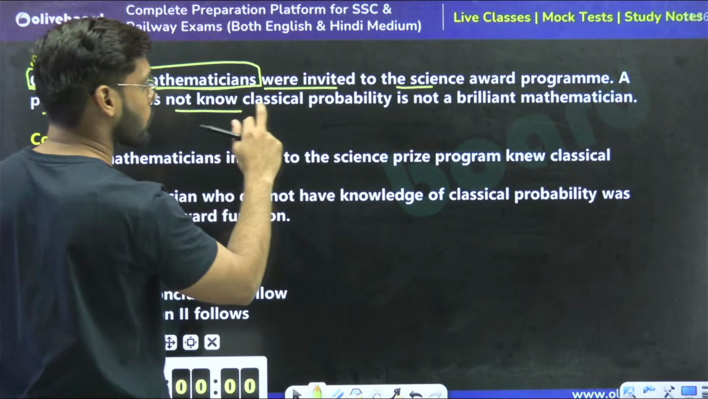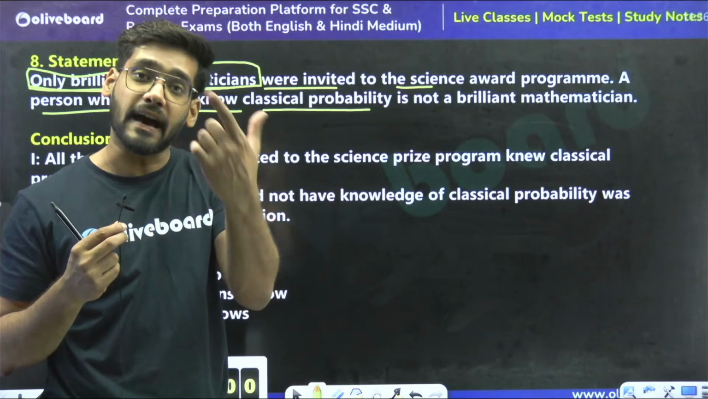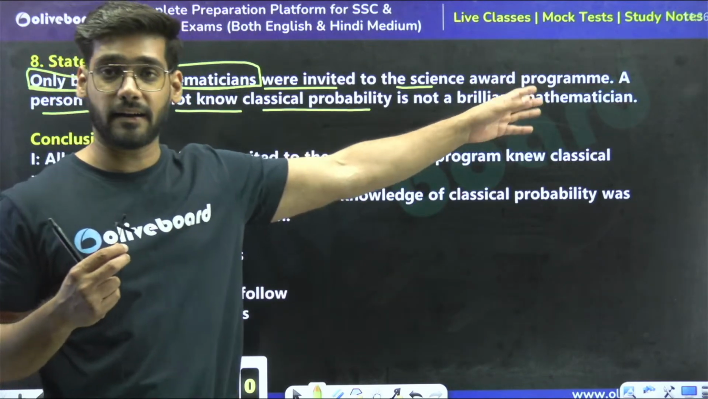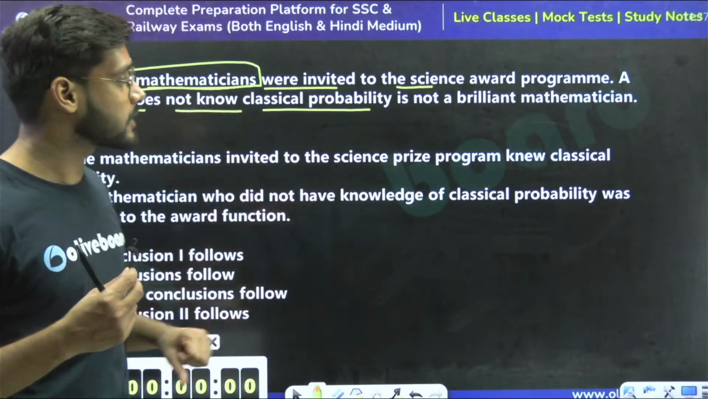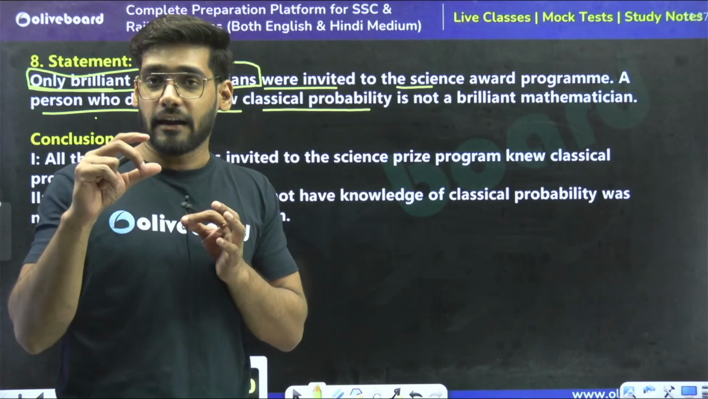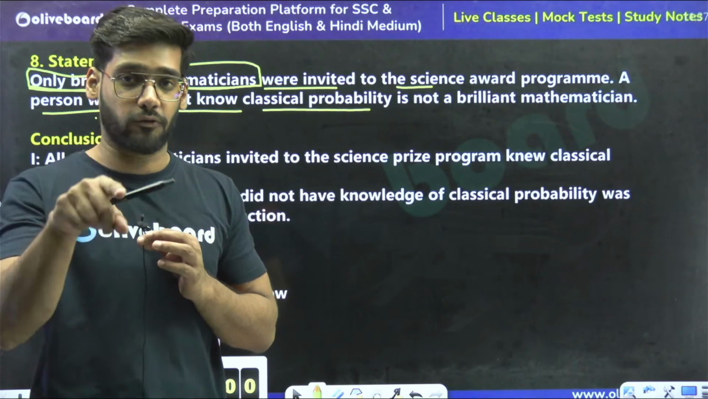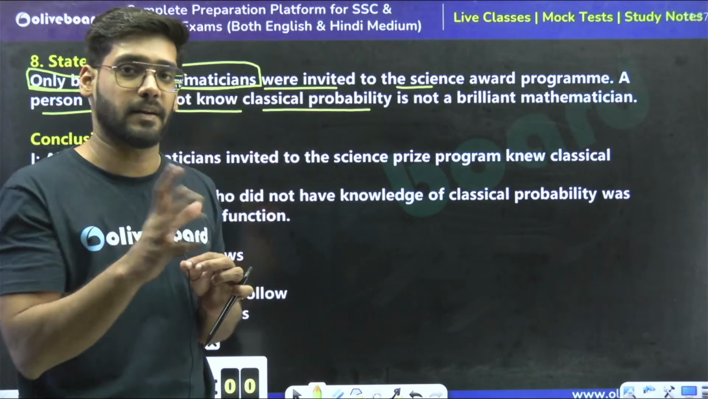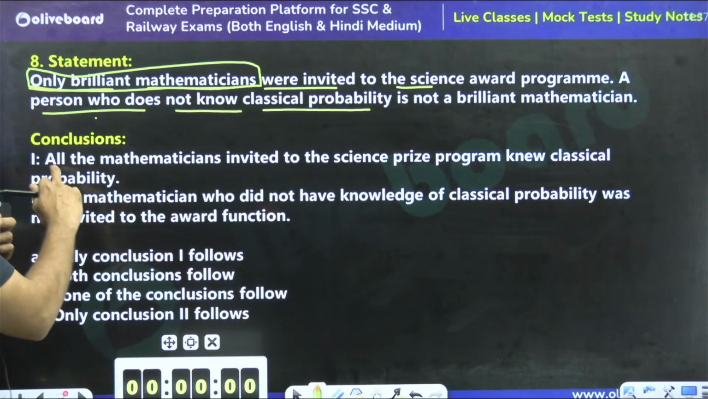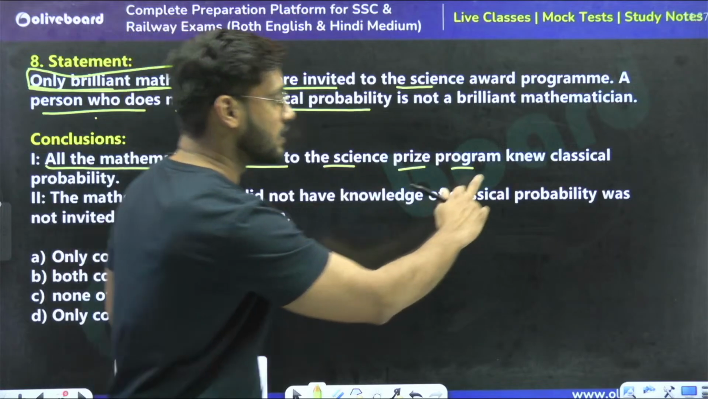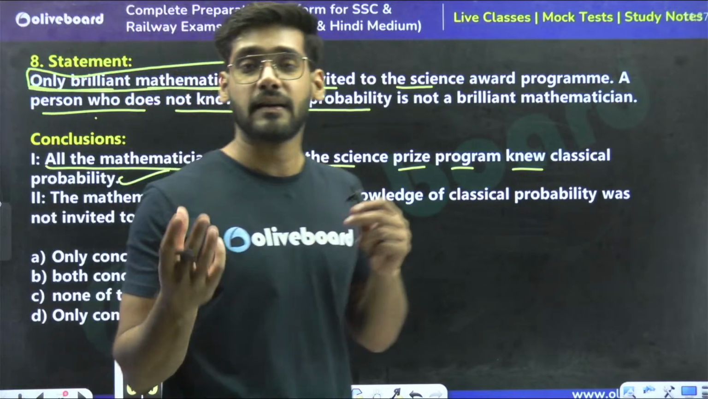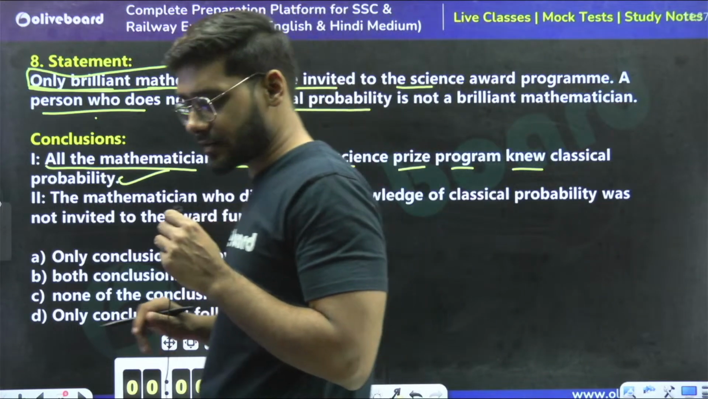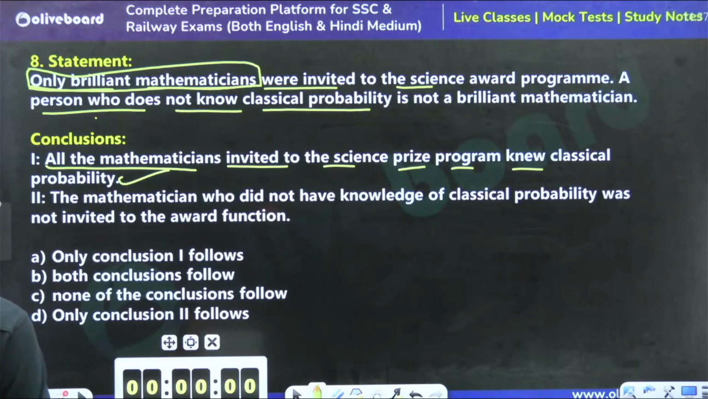A person who does not know classical probability is not a brilliant mathematician. What is the author trying to say? If you do not know classical probability, then I cannot call you a brilliant mathematician. If I want to call you a brilliant mathematician, then you should know classical probability. This is what the statement is saying, right? Let's conclude from the given statement. All the mathematicians invited to the science prize program knew classical probability. Yes, this is true, because all the mathematicians invited to the science prize program knew classical probability, right? Extreme condition here, Manish.